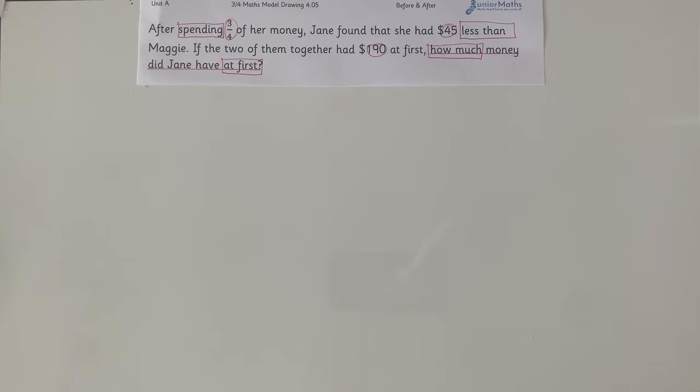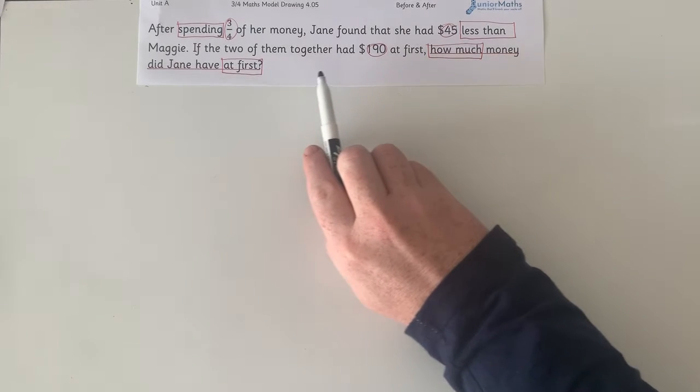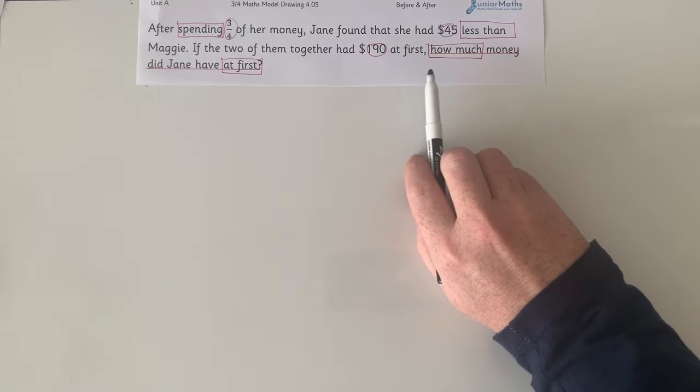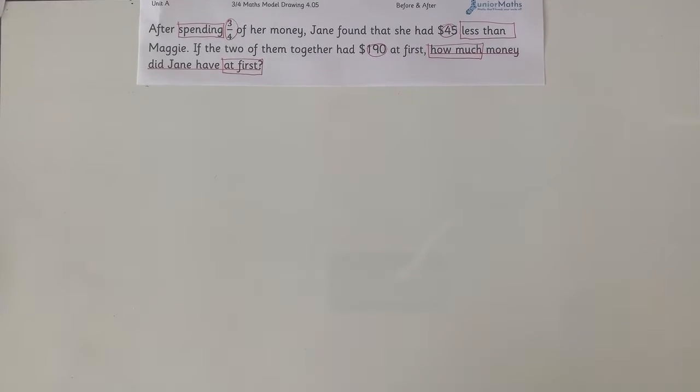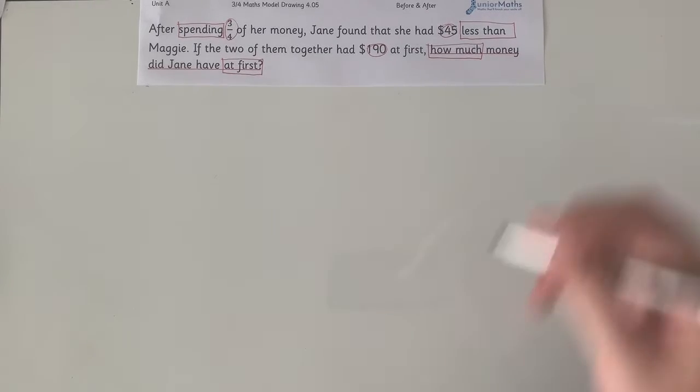After spending three quarters of her money, Jane found that she had $45 less than Maggie. If the two of them together had $190 at first, how much money did Jane have at first? So this is a before and after bar model. So let's start with after.